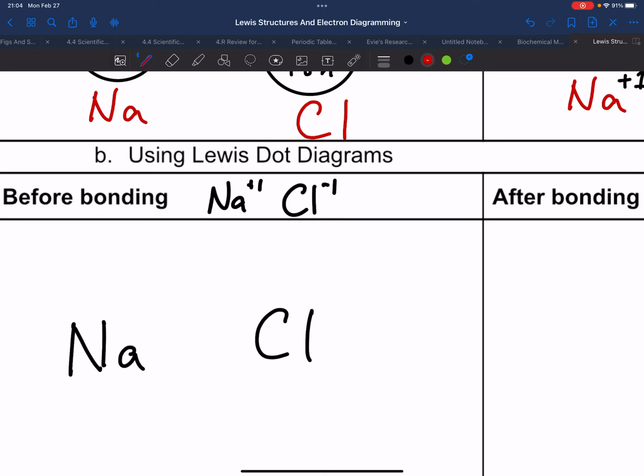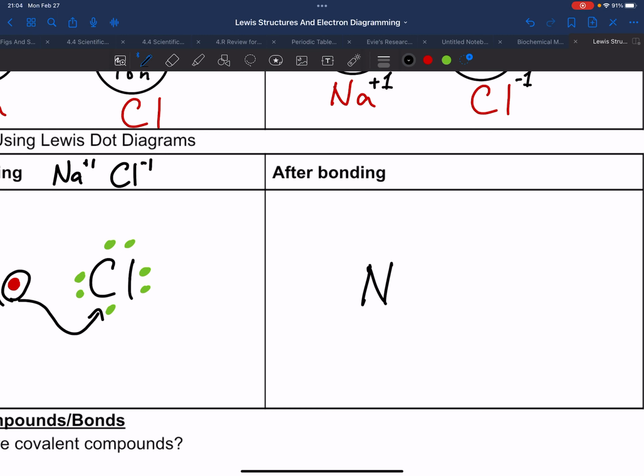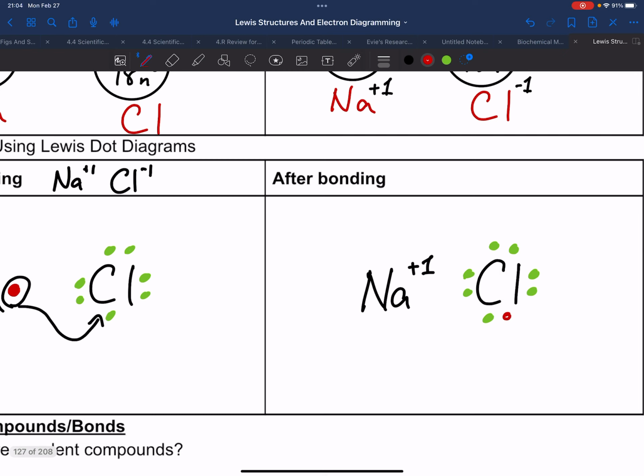Now, how we diagram this, though, is sodium is over here. Chlorine has 1, 2, 3, 4, 5, 6, 7 valence electrons. What happens here is that sodium will lose it to chlorine. That's the before bonding. The after bonding is sodium having now lost one electron becomes Na+1. Cl having just gained one electron now has 1, 2, 3, 4, 5, 6, 7, 8 electrons. And because it has gained one electron, it is -1.